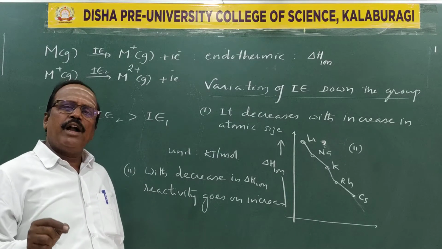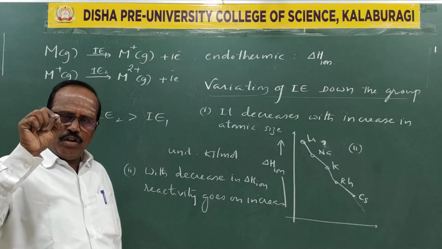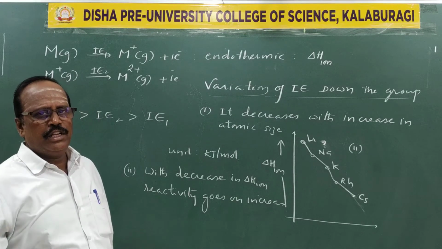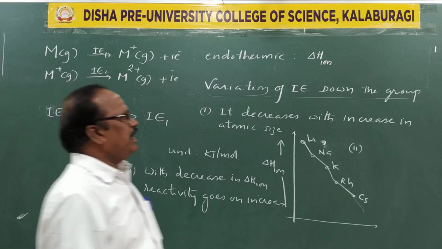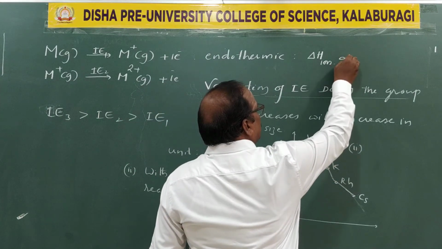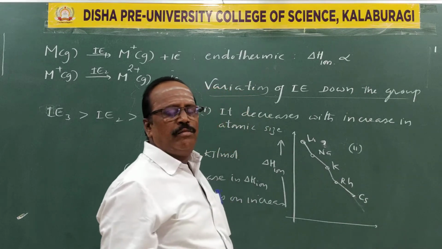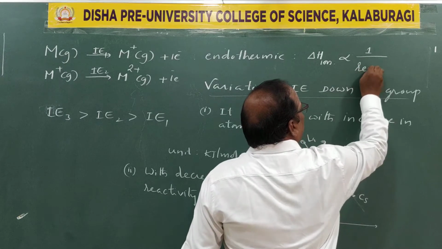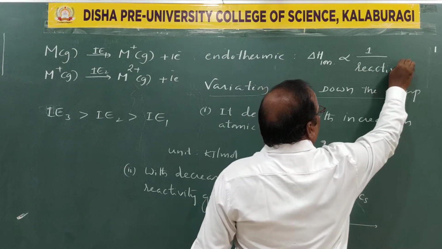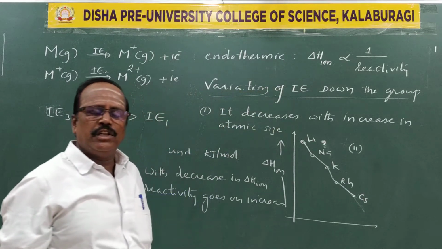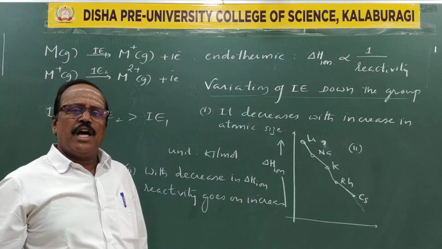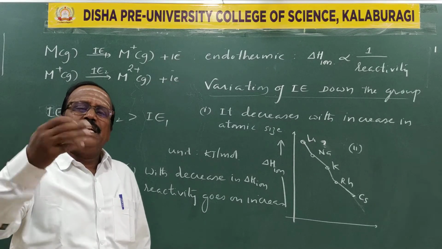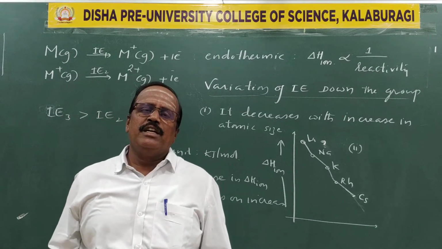And the ionization energy goes on decreasing. Ionization energy goes on decreasing means reactivity increases. So mathematically, if ionization energy is small, it means more reactivity; it is inversely proportional to reactivity. Lesser the ionization energy, larger is the atomic size, more is the metallic character, more is the tendency to lose electron, so more is the reactivity.